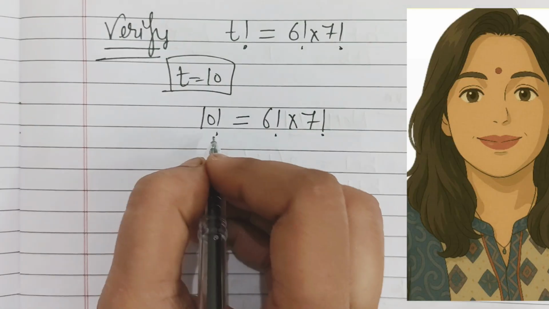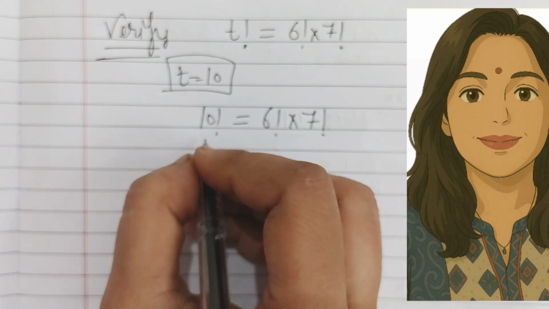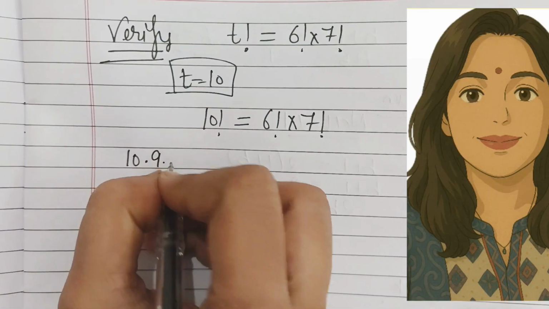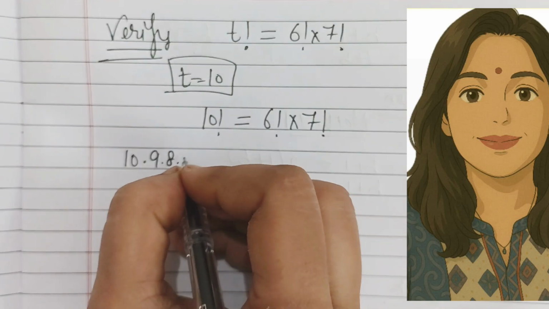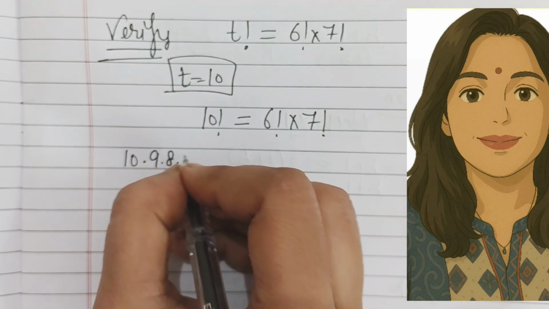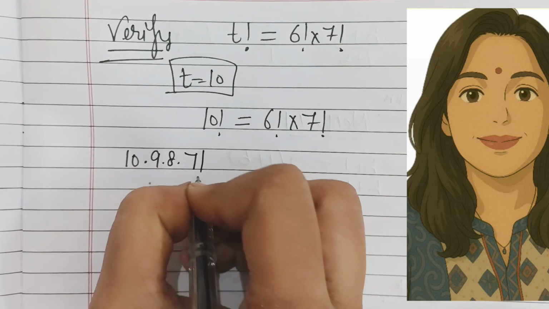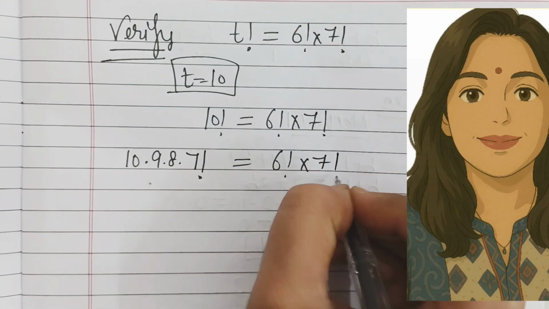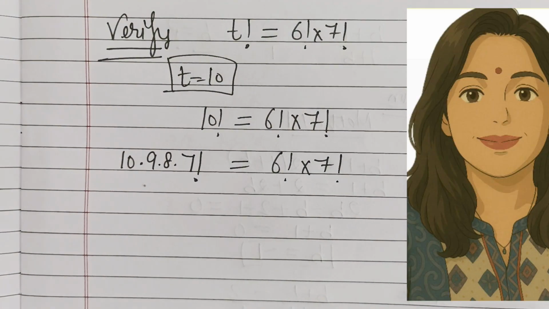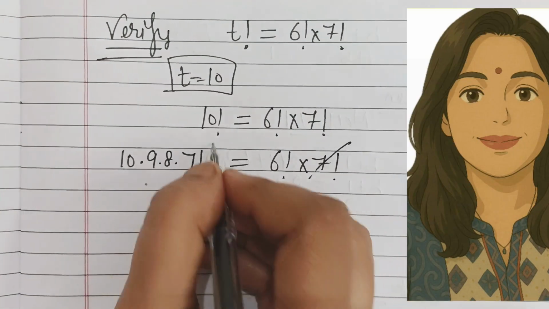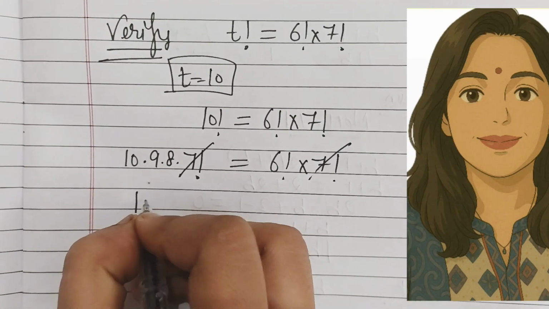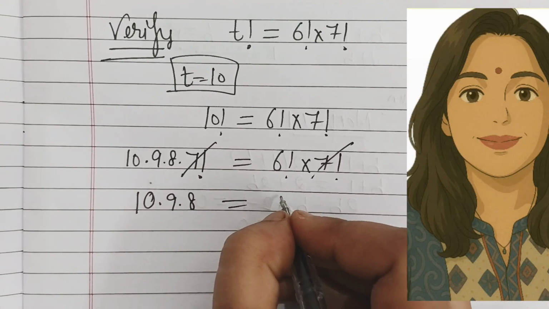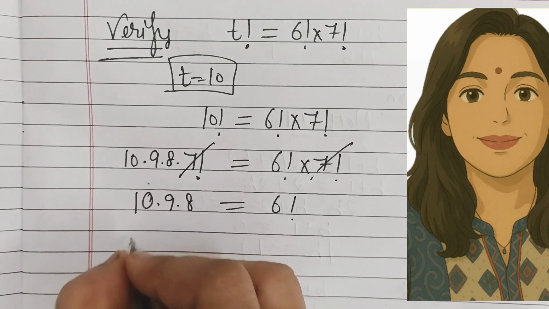So by the definition of factorial we will write 10 factorial as 10 into 9 into 8 into 7 factorial. Okay, here we have 6 factorial into 7 factorial. So here we cut 7 factorial and 7 factorial. Here it will remain 10 into 9 into 8 equals 6 factorial.